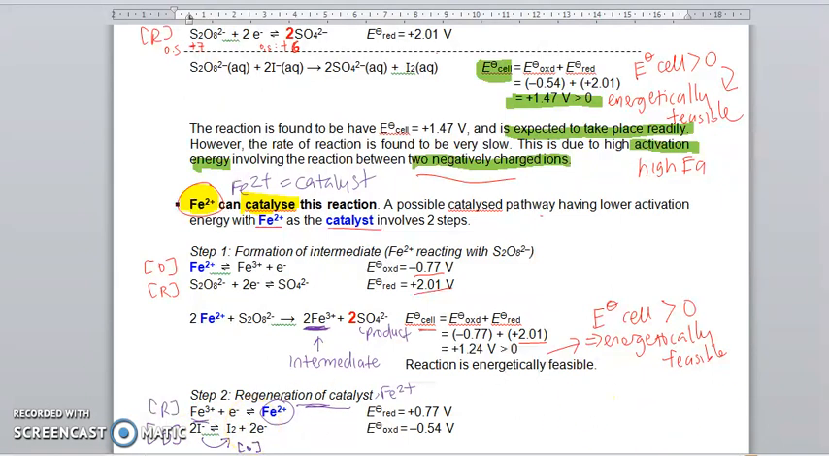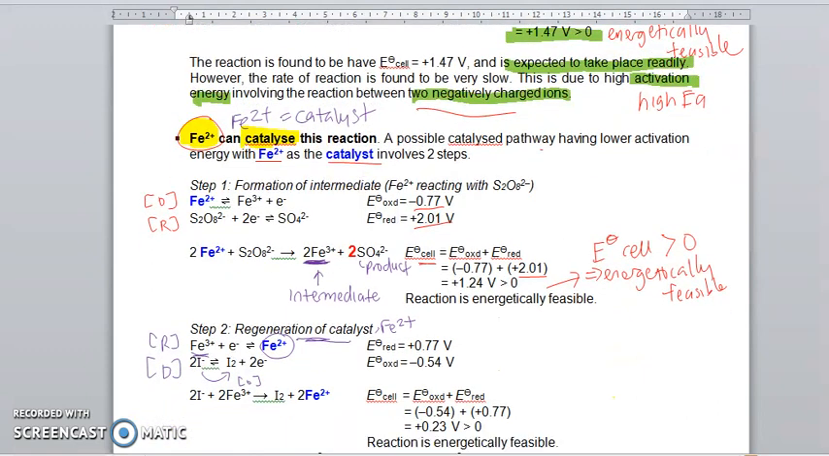Compute the E0 cell, and you will find that it is positive again, and the reaction is energetically feasible. Okay, so E0 cell is E0 reduction plus E0 oxidation, and E0 reduction is this value, positive 0.77. E0 oxidation is negative 0.54. And please do not forget to put the positive sign for E0 cell.